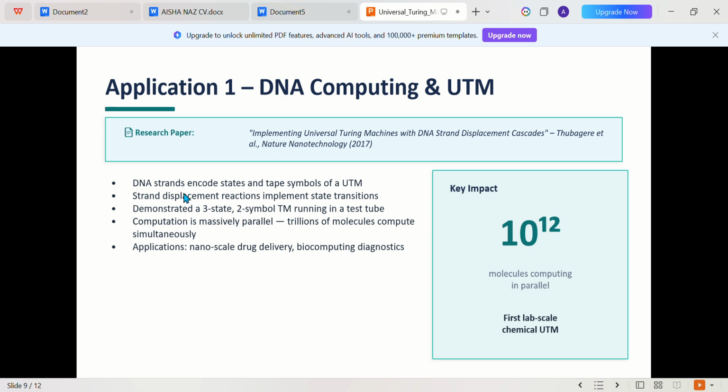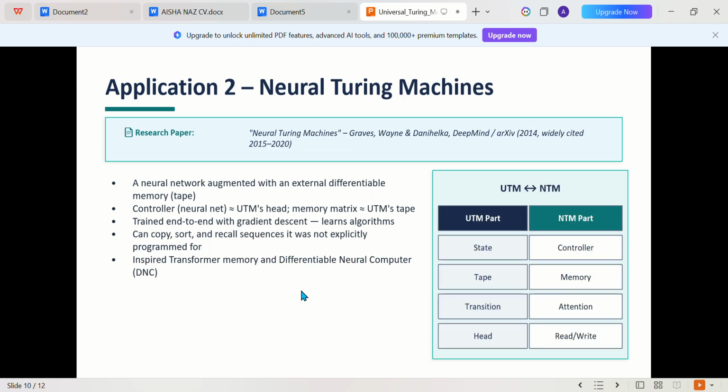Now here these DNA strands work as the data, and all the computations and chemical reactions happening with these DNA strands, consider those reactions as computations. So that's how they are working. And so far as I have researched, this research paper is in Nature Nanotechnology, and scientists are actually building a Turing machine using DNA.